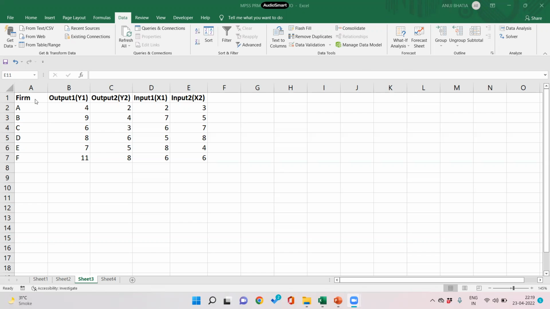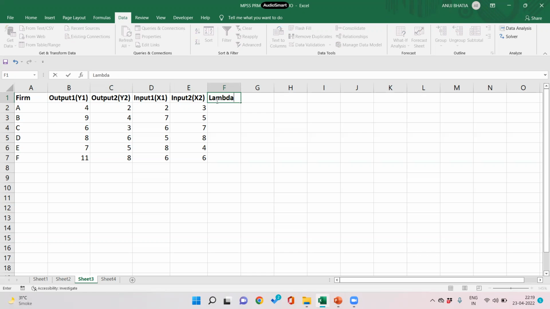So we have an example where we have firms A, B, C, D, E, F, and two outputs, Y1, Y2, and two inputs, input 1 and input 2. Let us find out efficiency using radial approach. In radial approach, we would use output-oriented efficiency using CRS technology.